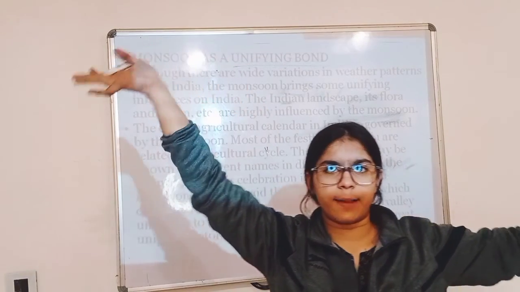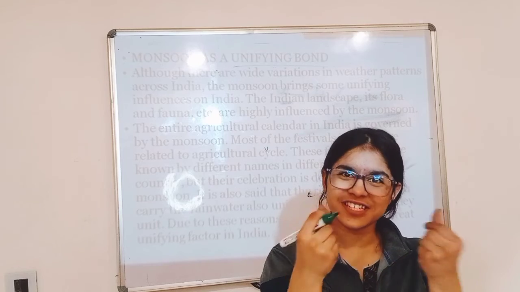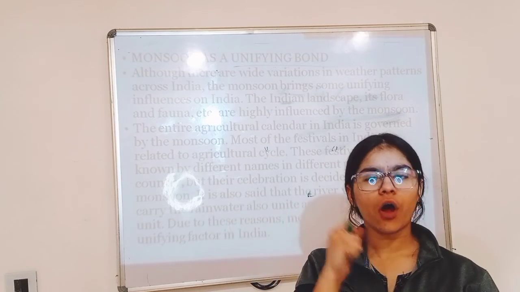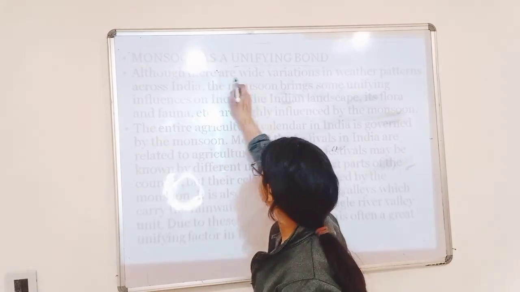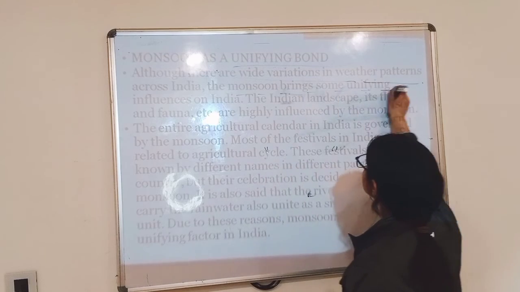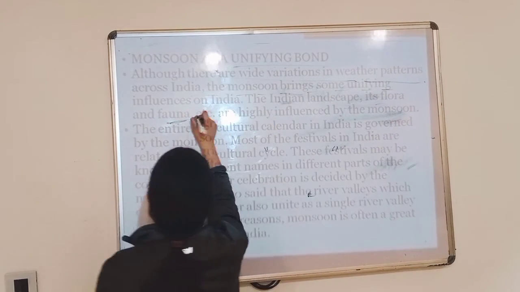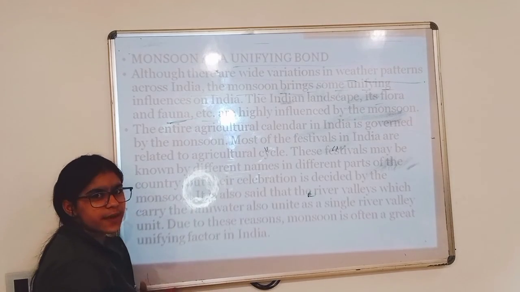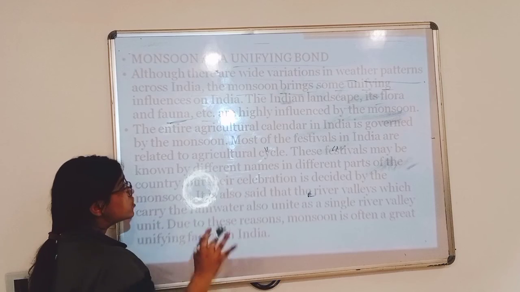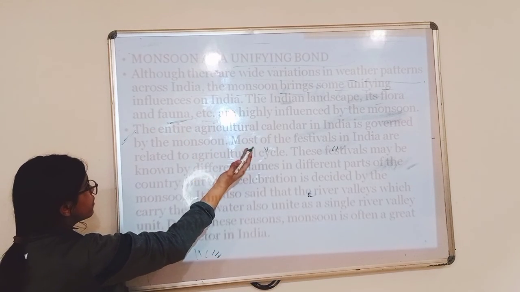We have talked so much about monsoon. Let's appreciate the monsoon. The monsoon is so good, you know. It helps the agriculturists grow their crops, right? Although there are wide variations in the weather patterns across India, monsoon brings some unifying influences in India. Fauna, flora, they're highly influenced by the monsoon. कहीं ज़्यादा बारिश होती है तो कहीं बहुत अच्छी crops grow होती हैं, कहीं बहुत कम होती है तो उतनी comparatively अच्छी crops नहीं होती हैं grow.